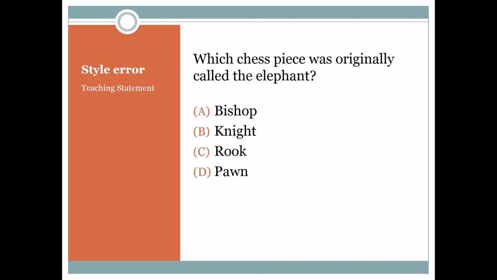So just to show it again, now you're asking the question to the point: which chess piece was originally called the elephant. You're not providing any additional information, and now you're asking it in a more competent manner where either they learned it, they studied it, somehow they know the information, versus giving them all that additional information that is just not needed in that specific item.